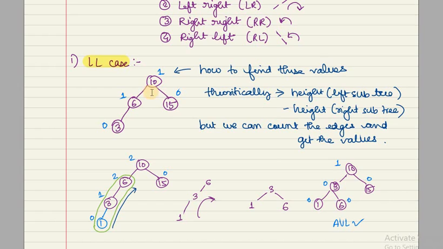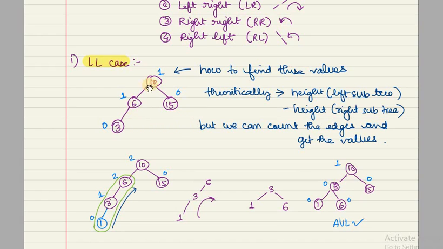Here it is only one element, so we have only one edge. On the left hand side we had 2, and on the right hand side we have 1. So 2 minus 1 gives me 1. Similarly, in this case, on the left side we have 1 edge, so it is 1. On the right side we don't have any edge, so it is 0. So 1 minus 0 is 1. Again, here we don't have any left or right subtree, so 0 minus 0 is 0. And in case of 15, 0 minus 0 is 0, because we don't have any left subtree or right subtree. Is it fine?